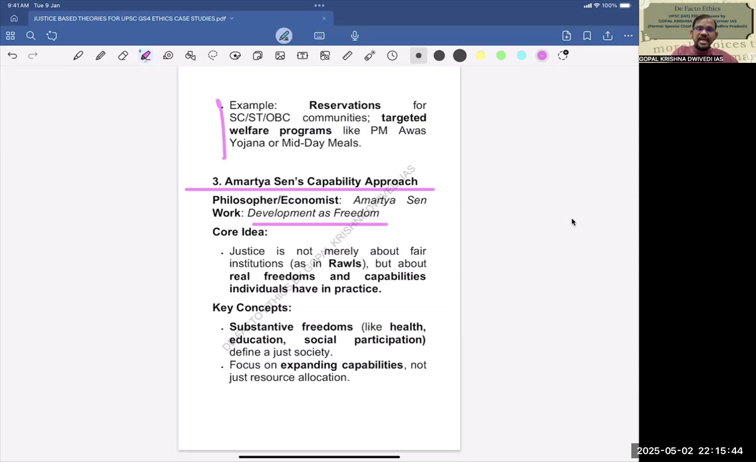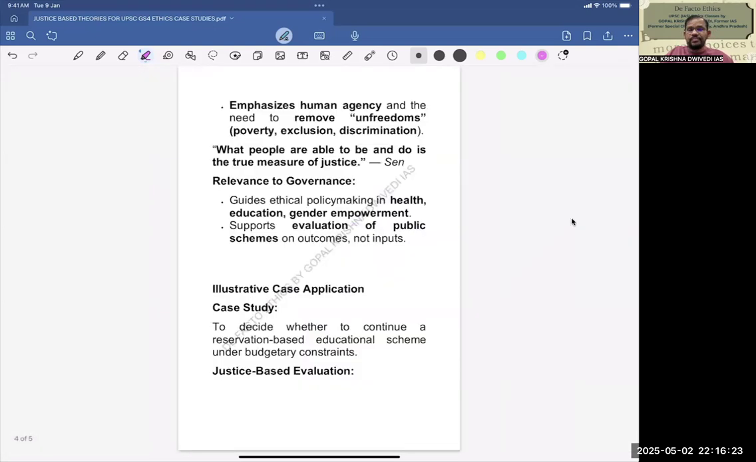What Amartya Sen says is, no, it's not only that; there is something else which needs to be done, that is real freedoms and capabilities individuals have in practice. So basically, Amartya Sen believes in capability building of the individual and society. The core concept becomes substantive freedoms like health, education, social participation, focus on expanding capabilities, not just resource allocation. You have to build the capability of the individual and society and not just be fair with them, because unless you build that, they will not be able to get justice.